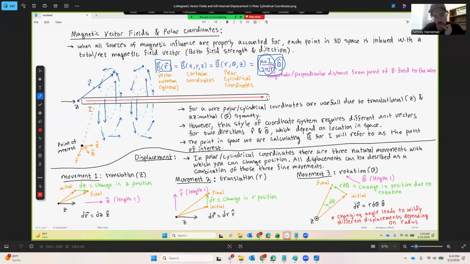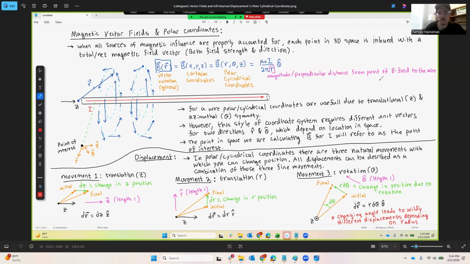And for polar cylindrical coordinates, this kind of coordinate system requires different unit vectors, right? The tricky part is that in Cartesian coordinates, where you just have your x hat, y hat, z hat, it doesn't matter where you're at in space. Those coordinates are always pointing in the same absolute direction. Whereas with polar coordinates, as you can see, theta hat does not always point in the same direction.